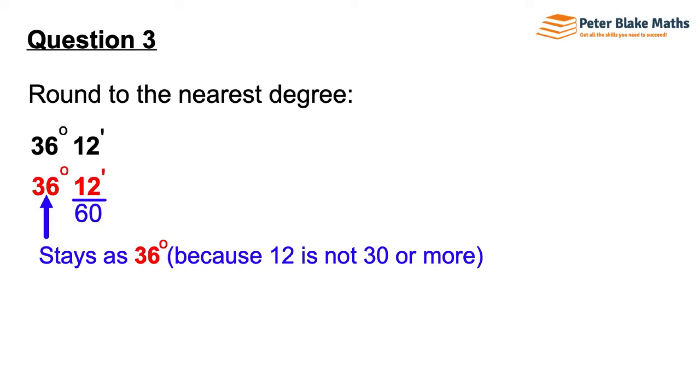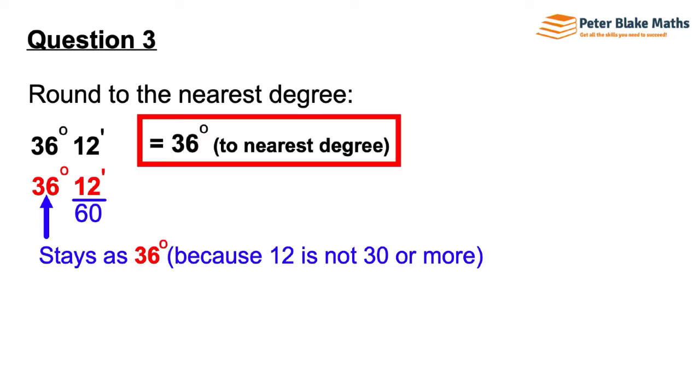We usually use 5 or more raise the score as a bit of a saying for rounding up decimals, but that's because halfway is 5 out of 10. But here it's 30 or more raise the score. And because 12 minutes isn't more than halfway, we just keep the 36 the same. So 36 degrees, 12 minutes rounded off to the nearest degree is just 36 degrees.